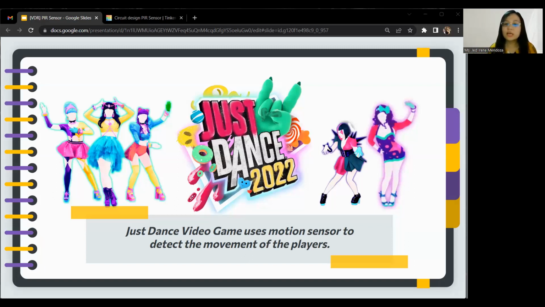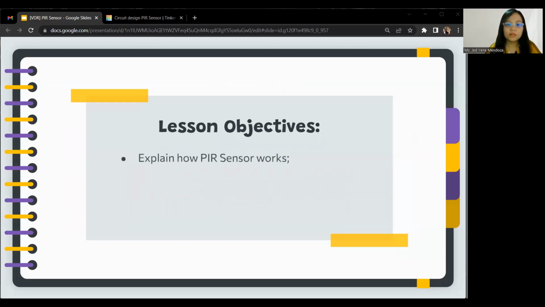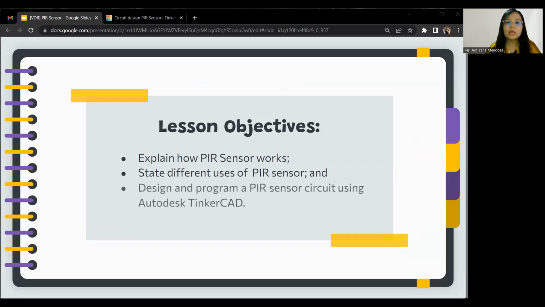A lot of machines, actually not just the Just Dance game console, use a motion sensor, which is called the PIR sensor, which will be our lesson for today. For the lesson objectives, we have number one, explain how a PIR sensor works. Number two, state different uses of a PIR sensor. And number three, design and program a PIR sensor circuit using Autodesk Tinkercad. Remember that Autodesk Tinkercad is an online platform that we are going to use to create a circuit virtually, since we are having virtual classes right now.